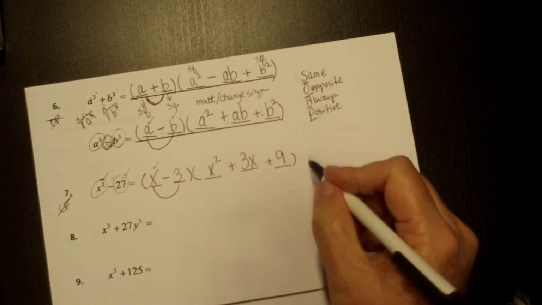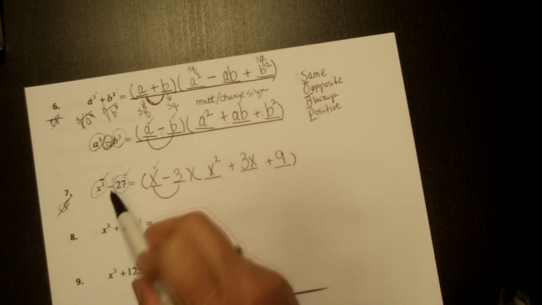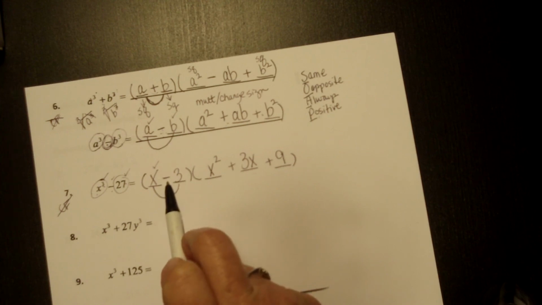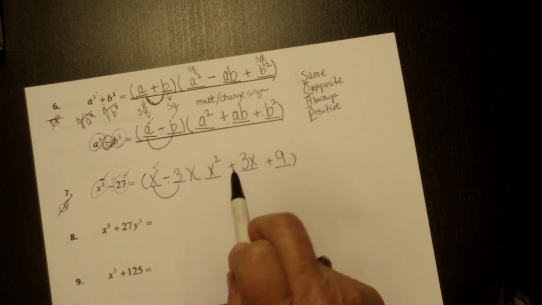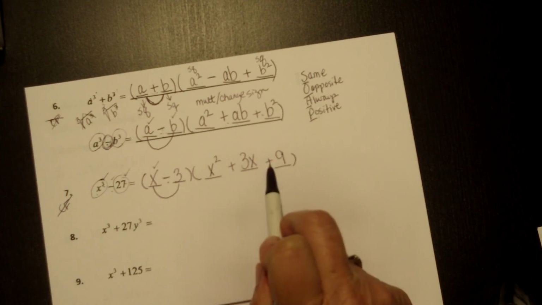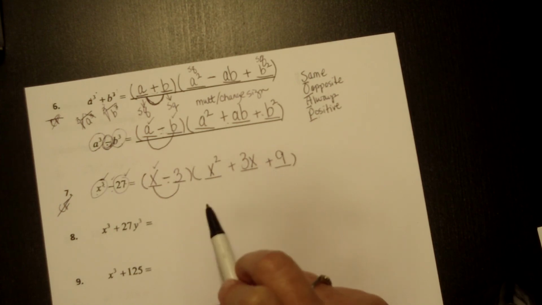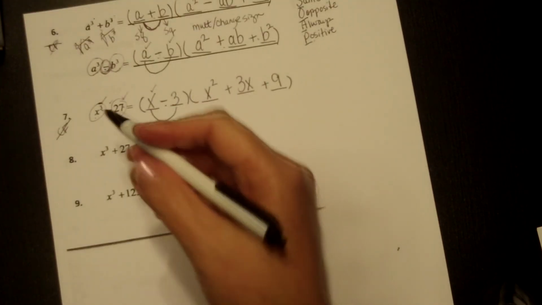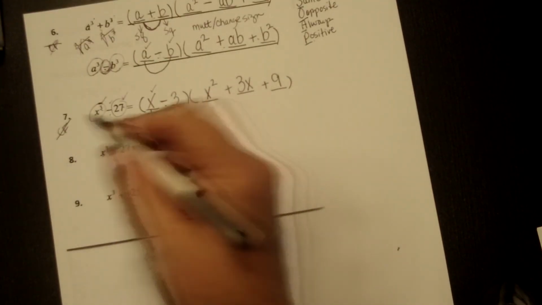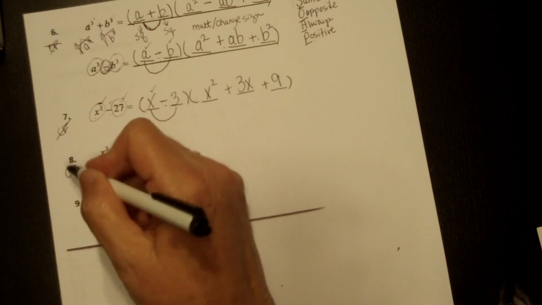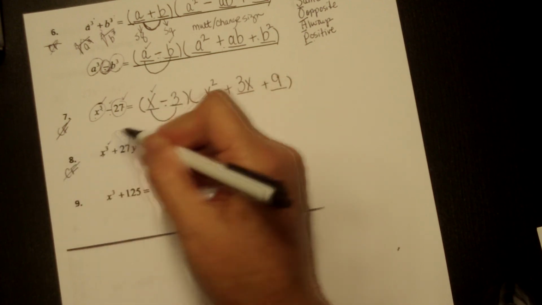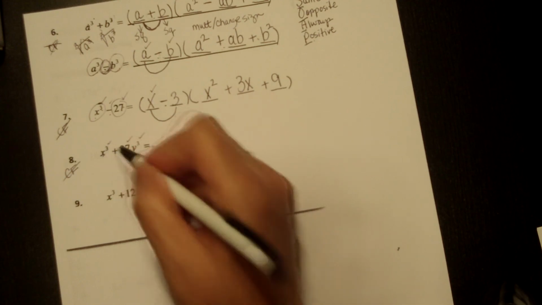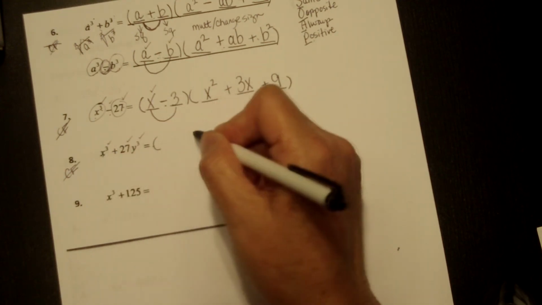Then we're going to use SOAP and see if our signs are right. All right, so this is a negative, so this is the same. The next one should be opposite of that. This is opposite. The last one should be always positive, and we are correct. All right, number 8. Number 8 does not have a common factor. Okay, cube, cube, cube. This time the only difference is it's a plus. Okay, so we're going to have a little and a big.